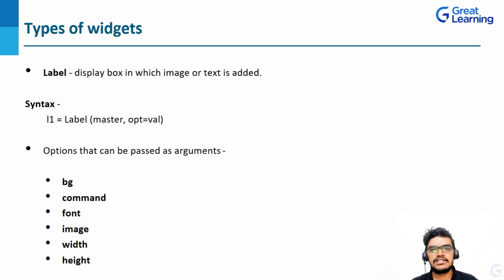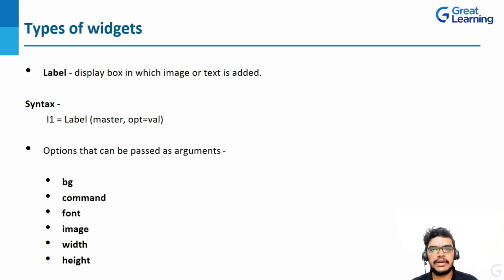Master is nothing but the main window that you have created. And here we can provide several options as arguments. So in options we can write BG, command, font, image, width, and height. When I'm talking about BG, that means it's the background, right? And we also have FG. FG means foreground color. So when you write FG equal to blue, your text will be of blue color, right? So this is the basic idea about the Label widget.